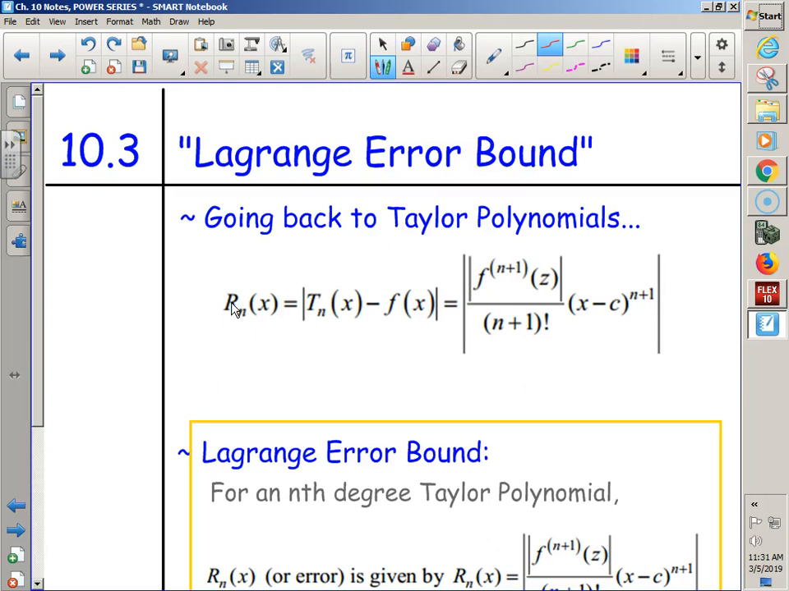Except this is not just for alternating series. So we're talking about remainder, aka error. Remainder. Oh, you kind of clicked on that. That was nice.